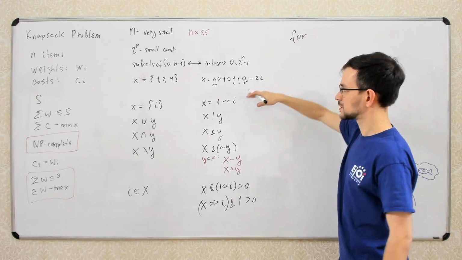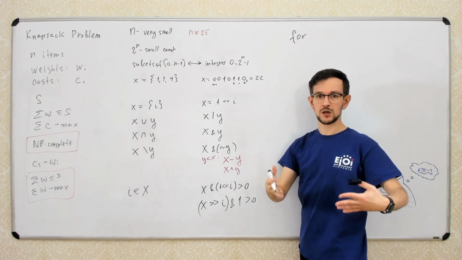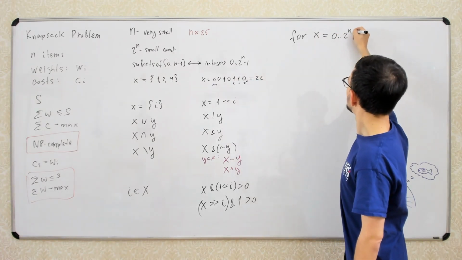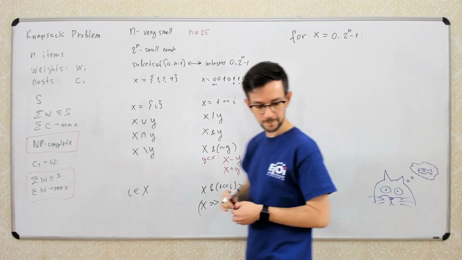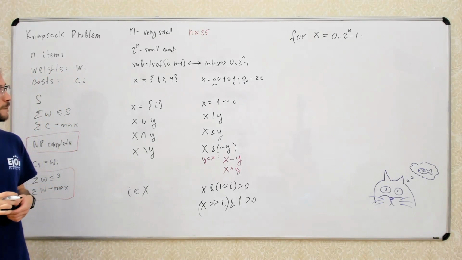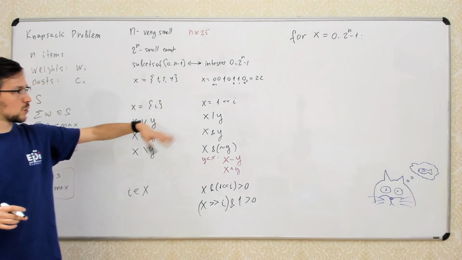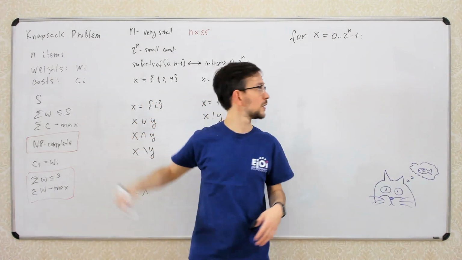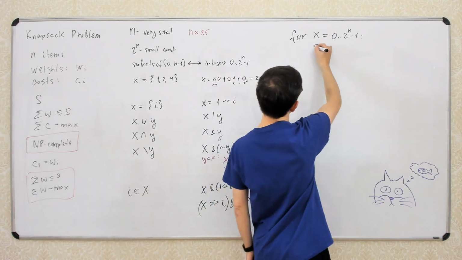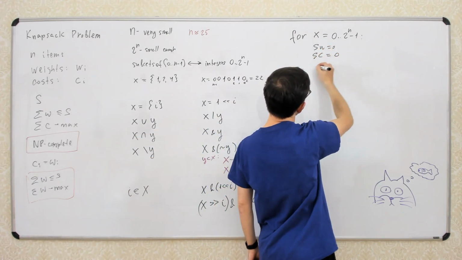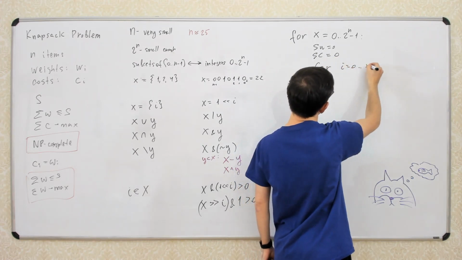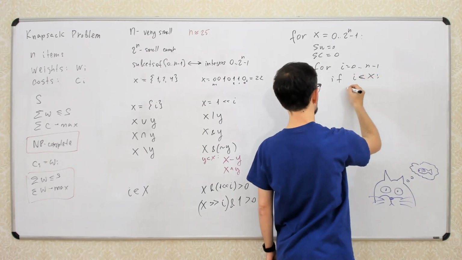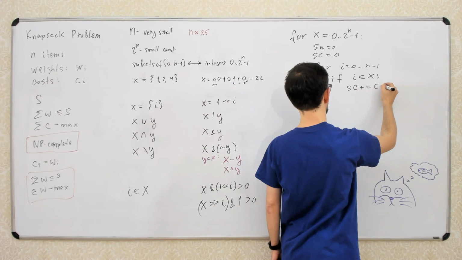So we iterate over all subsets. It's just easy to iterate over all possible sets. You just iterate over all numbers from 0 to 2 to the power n minus 1. So for x from 0 to 2^n minus 1, we take this set and then we calculate the total weight and total cost. So calculate these two values. Let's say like this: weight equal to 0, cost equal to 0, then iterate over all elements, check if I belongs to X, then like this.